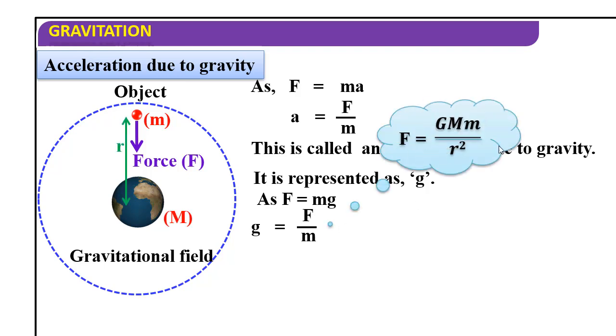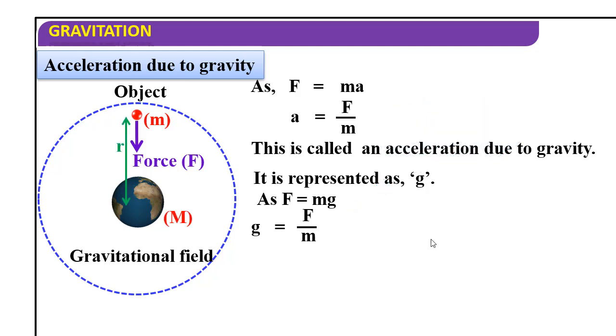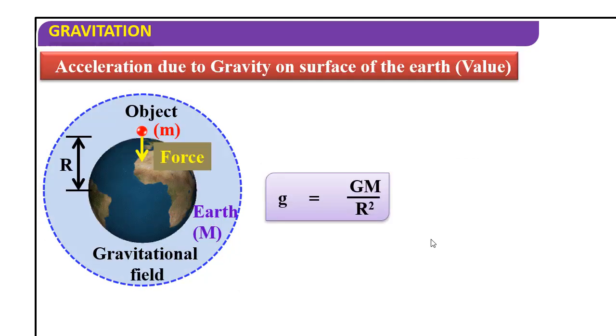This is the formula. Substitute the value, then we will get GM by r square. So on the surface of the earth, GM by capital R square. Above, GM by small r square. That's all.